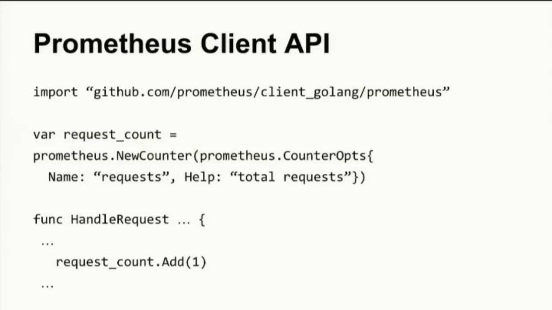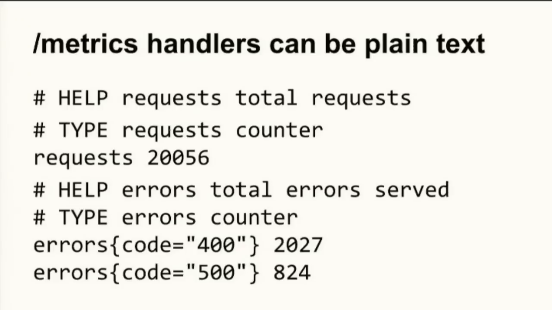Golang has an XBAR library as well, which is very similar. You just go, I would like a variable, and I'd like to increment it sometimes. So here's the plain text output. We have the help, which says what the thing is for. It says it's a counter. And then there's the name of it and a value.